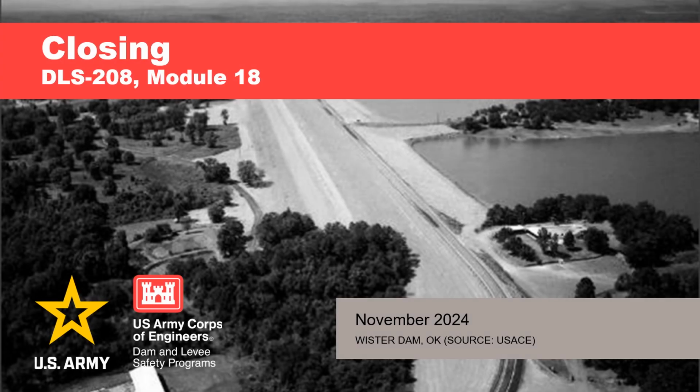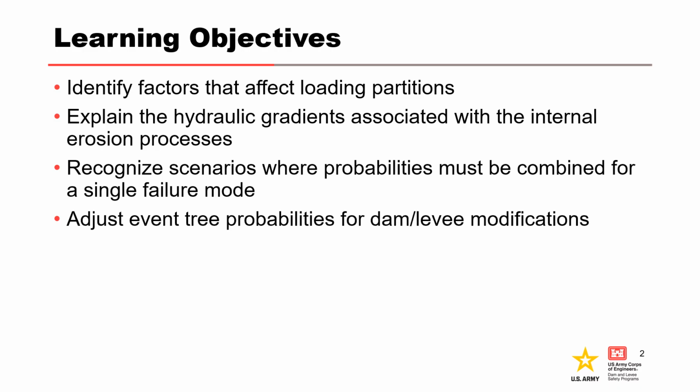Module 18, Closing. The learning objectives for this module are to identify factors that affect loading partitions, explain the hydraulic gradients associated with the internal erosion processes, recognize scenarios where probabilities must be combined for a single failure mode, and adjust event tree probabilities for dam or levee modifications.